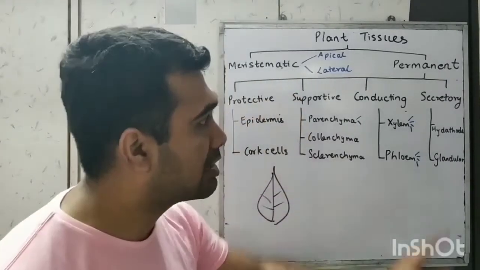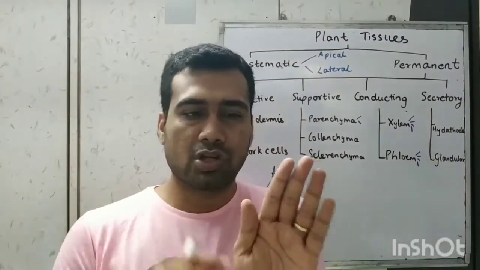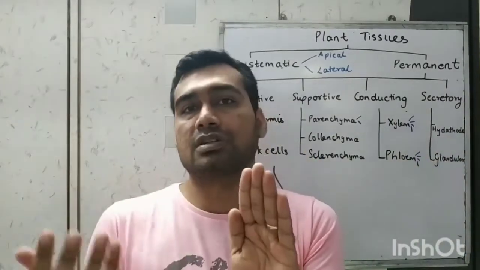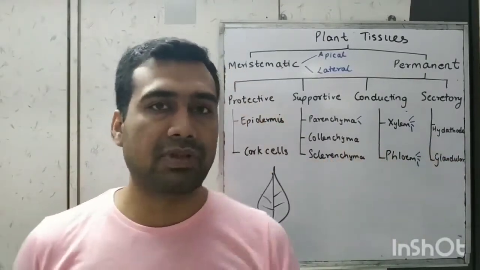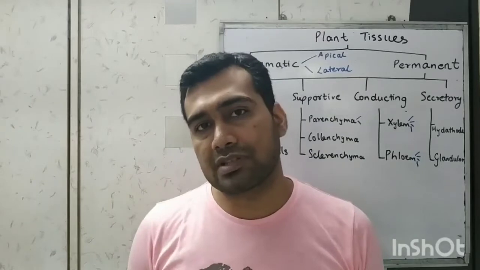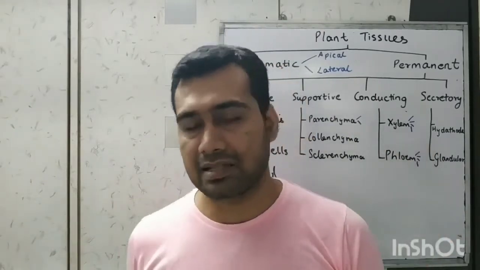And finally, we have the secretory tissues, which can be hydathodes, which are certain pores on the leaves through which excess of water can ooze out. And some glandular tissues are there in plants. Again, they help in secretion of certain waste products or other secretions. But we don't have to study that in detail.